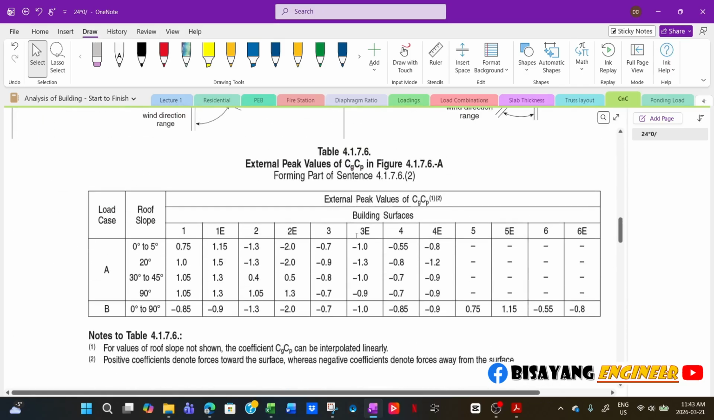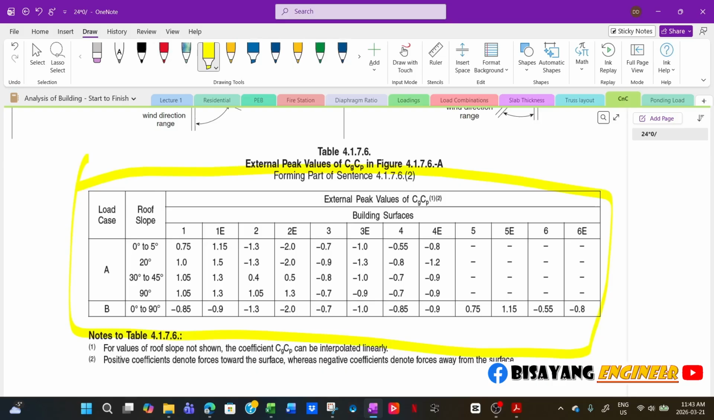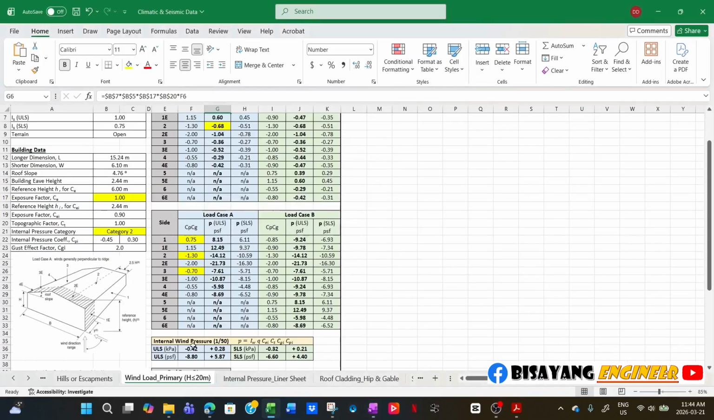Oh, by the way, here is the load table that I mentioned for the primary structure. That's why in my spreadsheet I have this wind load primary, because this is for when you design for the lateral force resisting system, either bracing or shear wall, whatever it is. This is the load that you use.